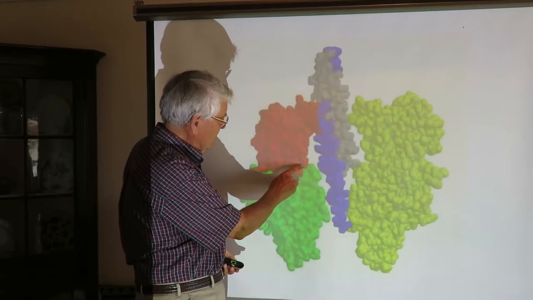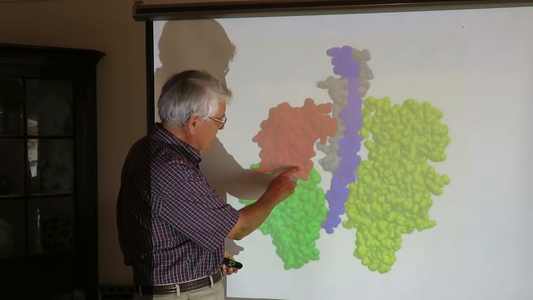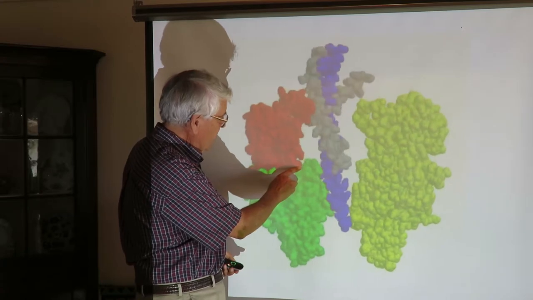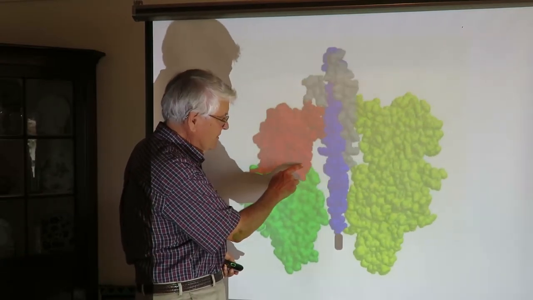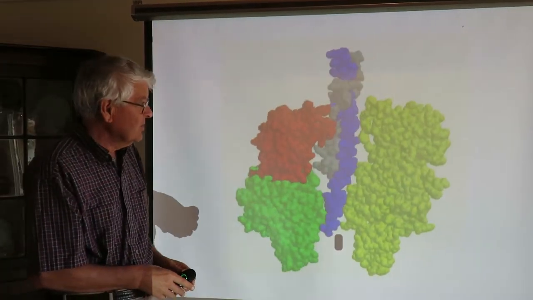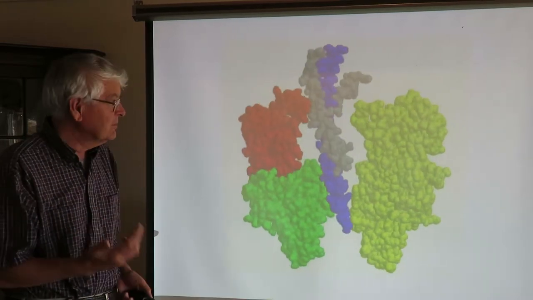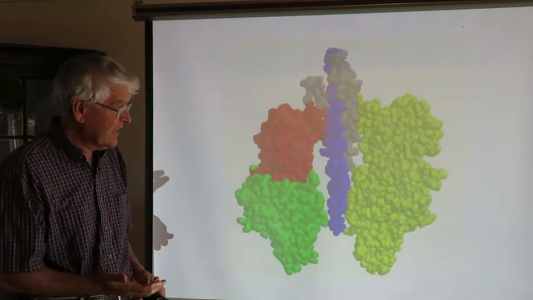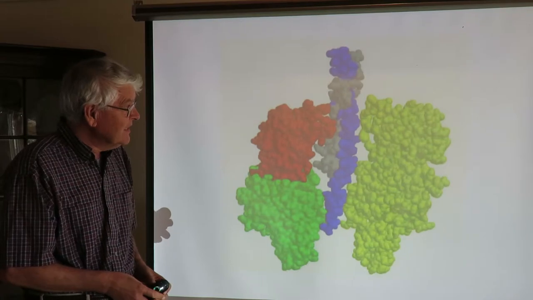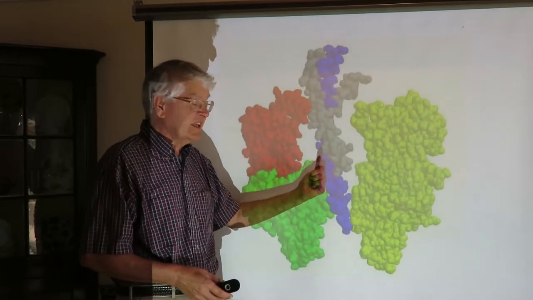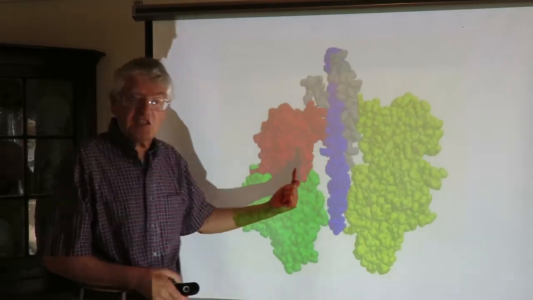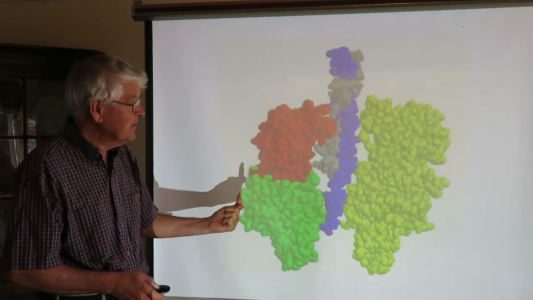ADP and phosphate go in, it closes. ATP is formed, it opens. ATP comes off and more ADP and phosphate go in. And so that is occurring at a rate of about 400 per second. And what that means is that this thing is spinning at nearly 10,000 RPM.